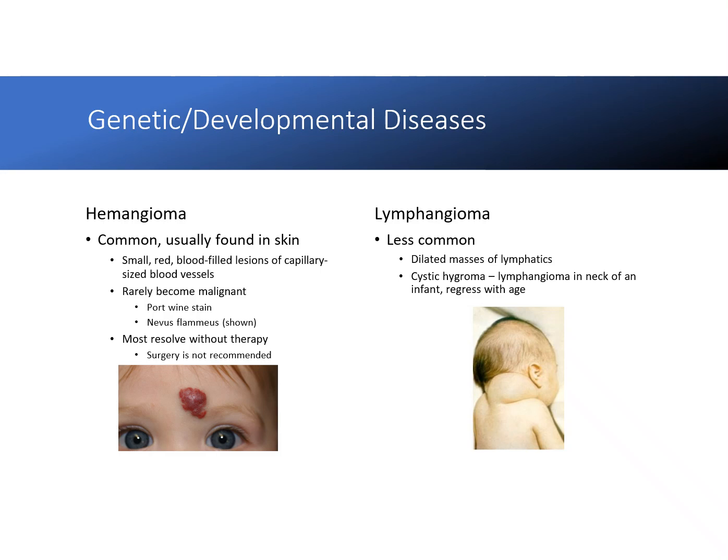If you remember nothing else from this slide, remember this. Red plus blood-filled plus skin, think hemangioma, and soft, cystic, lymph-filled mass, think lymphangioma. These are pattern recognition lesions, exactly the kind pathology loves.